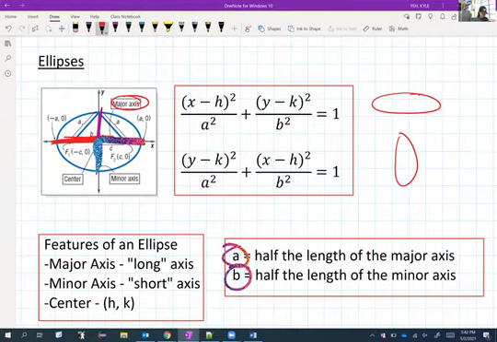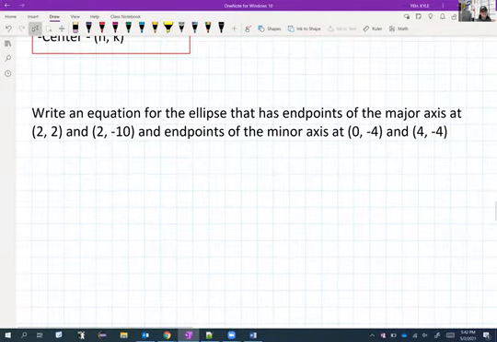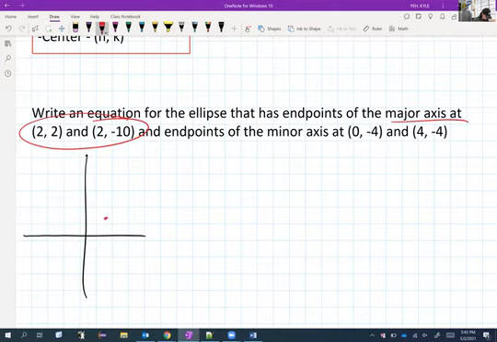Okay, so let's look at a few types of problems here for ellipses. This says write an equation for the ellipse that has endpoints of the major axis at (2, 2) and (2, -10), and endpoints of the minor axis at (0, -4) and (4, -4). For me, the first step is obvious. Sketch this out, draw a picture. It doesn't even have to be good, but major axis endpoints are (2, 2) and (2, -10). That right there tells us the major axis is up and down.